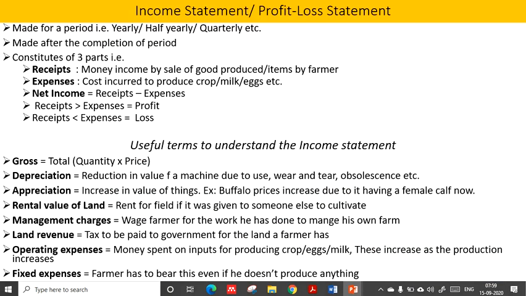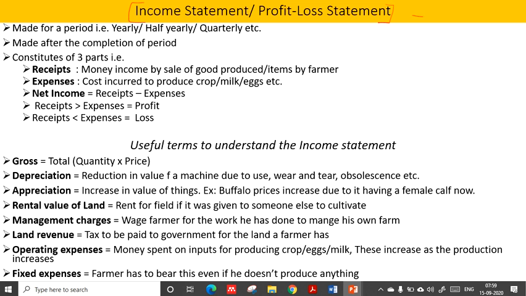Now comes income statement. First part of our lecture is done, balance sheet. What are its parts, and what are the ratios used for analyzing it, and what is its meaning and how is it helpful. Okay, then comes income statement, which also has another name, profit loss statement. Balance sheet was made at a point of time. Okay, it shows you the current position of your farm.